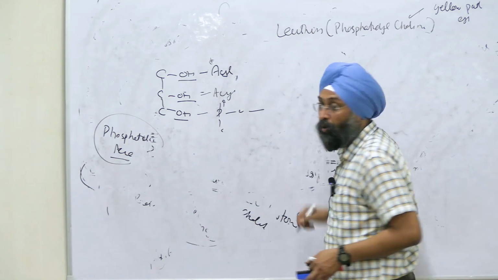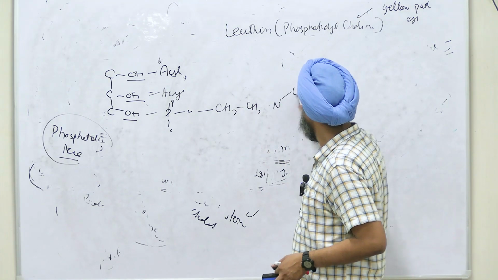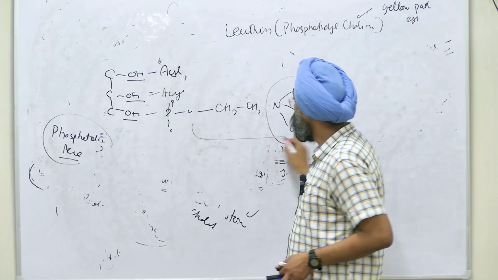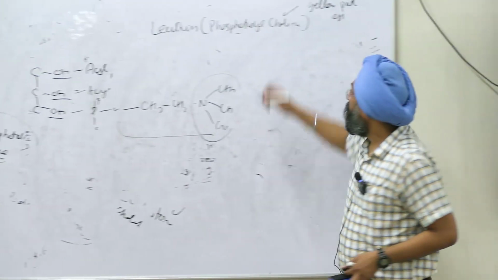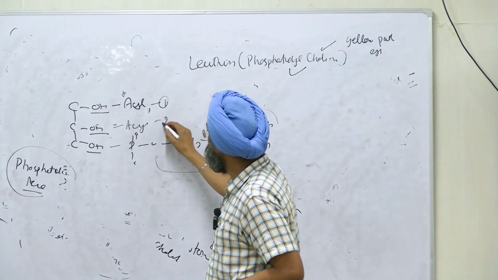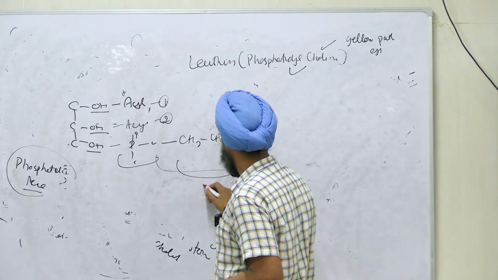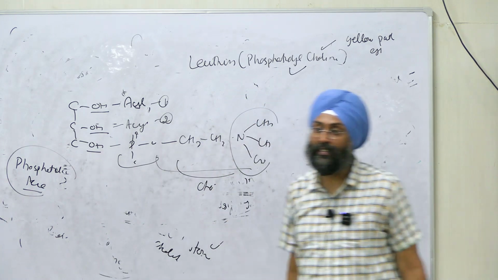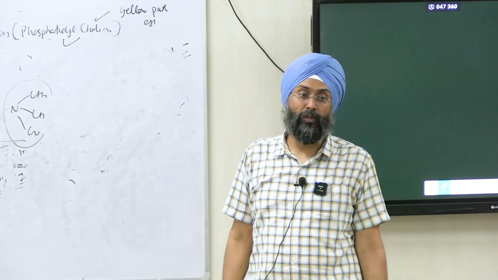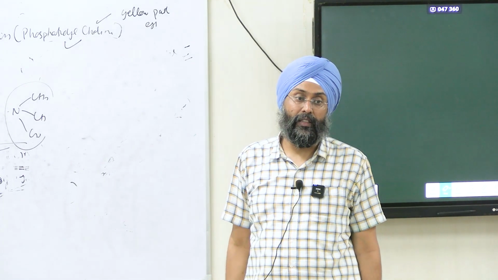Then attach a choline, right? CH2, CH2, and CH3, CH3, CH3. So this is the choline group. What will you get now? Phosphatidylcholine. We have fatty acid 1 here, 2 here with the acyl group, and this is phosphate and this is choline. This is the basic structure of lecithin. Now we are using it in our clinical approach via LCAT, lecithin cholesterol acyl transferase.